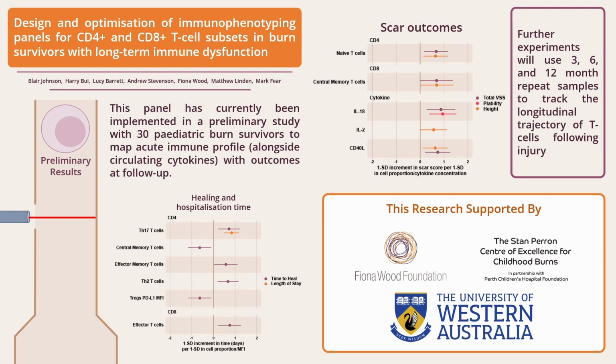What this panel has shown us so far is that the immune profile, when blood is first collected during the first revision surgery, which is usually within 5 days of the original injury, correlates with outcomes measured at later time points. Going forward, we will use this panel to track the trajectory of T cells in these patients as they return for repeat sampling at months to years after the injury.